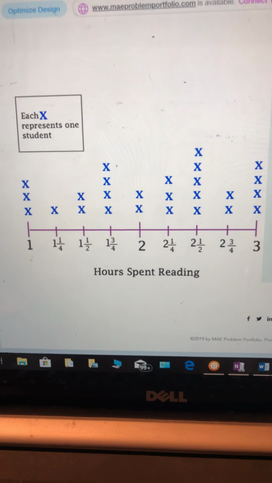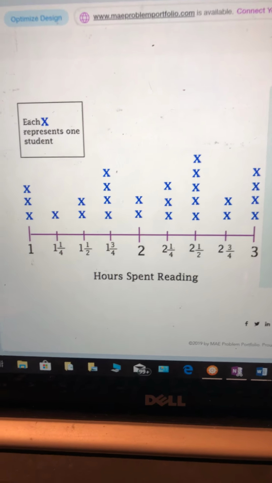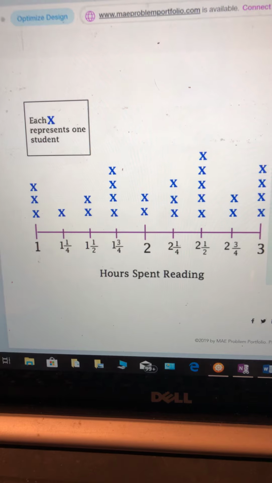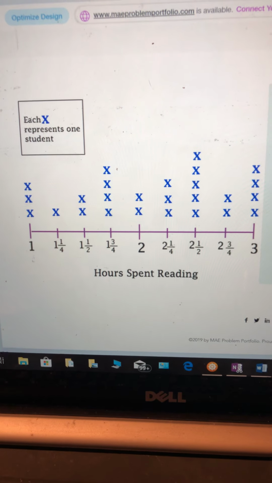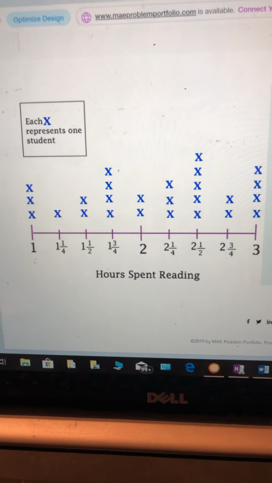This next question is about analyzing a graph. The graph is a line plot graph like this with hours spent reading. The question states, the students in Miss Hartley's class plotted the amount of time they read their books last night in hours. There's three parts to this question.